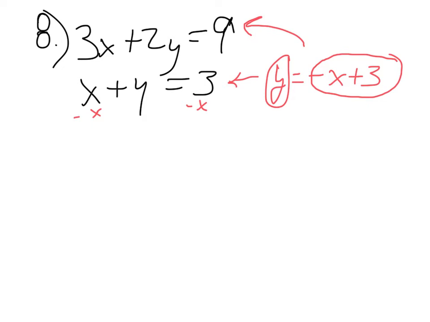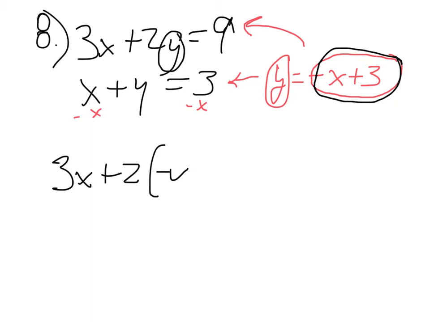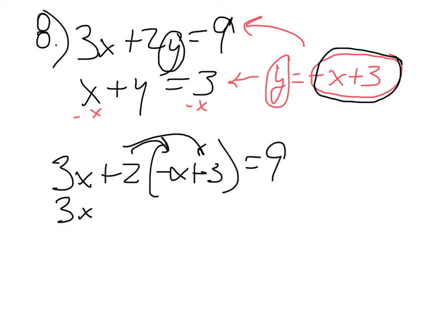So let's rewrite. Now I've got 3x plus 2 times whatever y would be, but now I'm going to substitute this in, negative x plus 3, equals 9. Sorry about my penmanship. I am going to distribute the 2 over. So now let's see what this looks like. 3x minus 2x, that's going to be what? Plus 6 equals 9. 3x minus 2x is x. So I get x plus 6 equals 9.